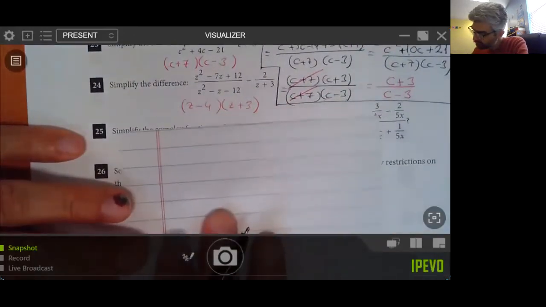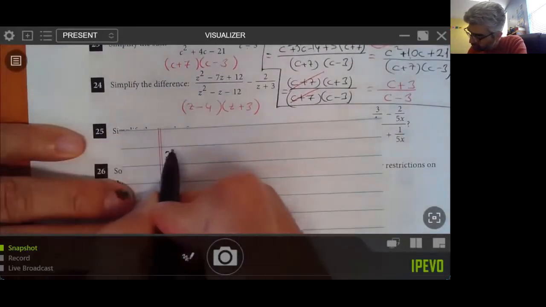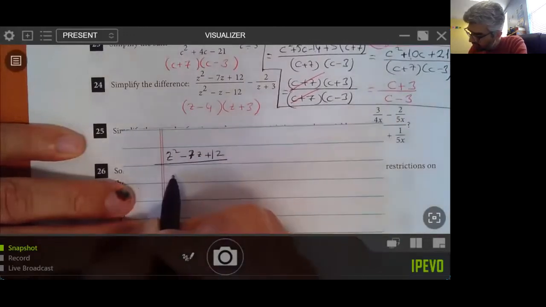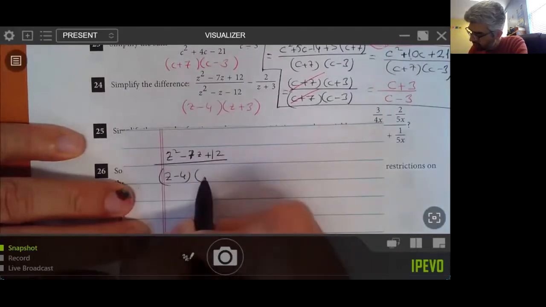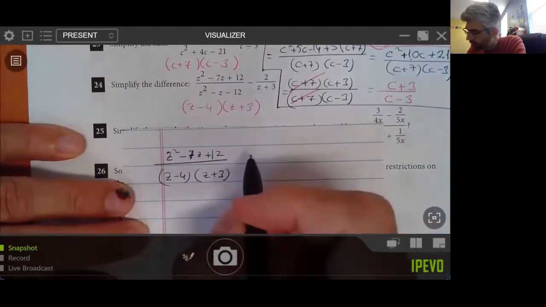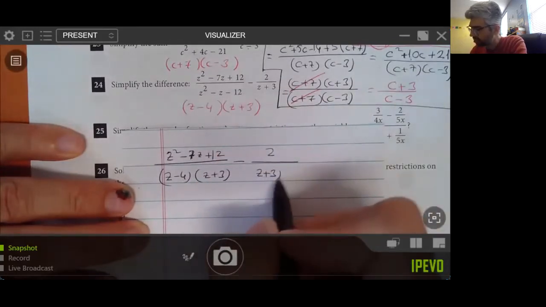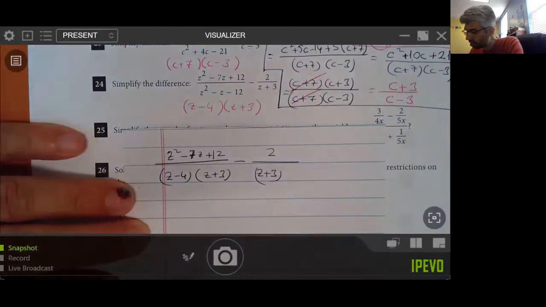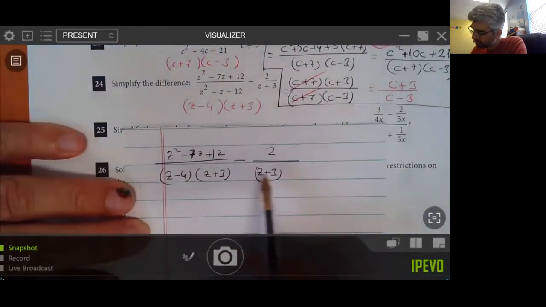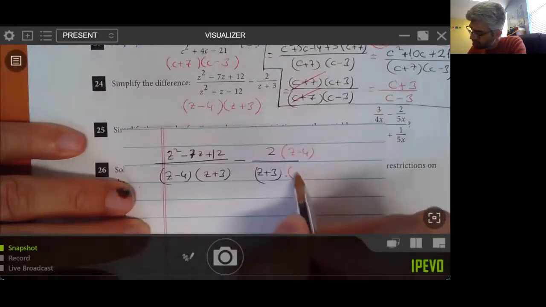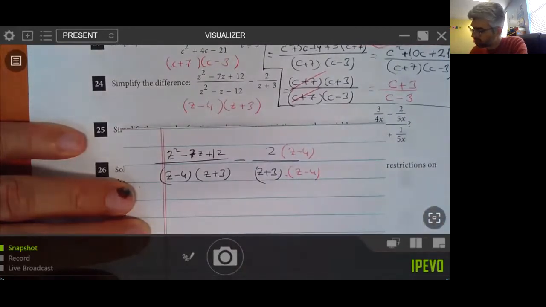So I rewrite the question. Z squared minus 7z plus 12 over z minus 4 times z plus 3 minus 2 over z plus 3. What do you see? Z plus 3 common factor. So I have to multiply the second fraction by z minus 4, z minus 4 and denominator I multiply by z minus 4.